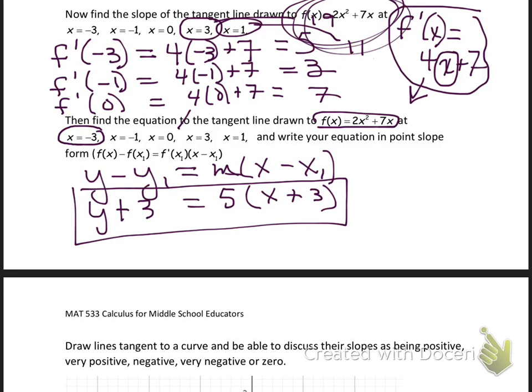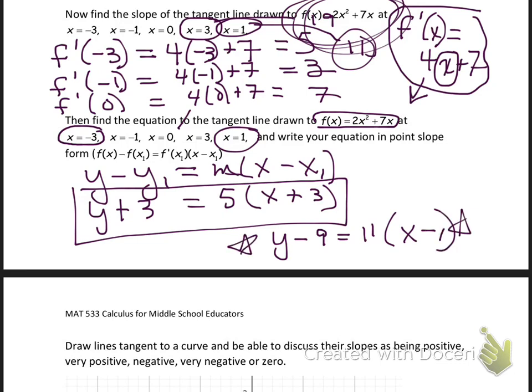So let's do one more. What if x is 1? So if x is 1, I had said that our slope was 11. So if x is 1, then the equation of the tangent line drawn to that point will be y minus 9 equals 11 times x minus 1. And just make sure that you can get that yourself.